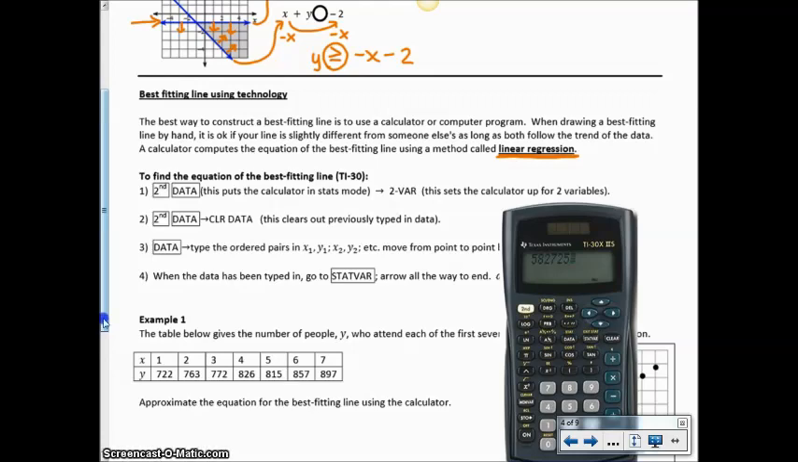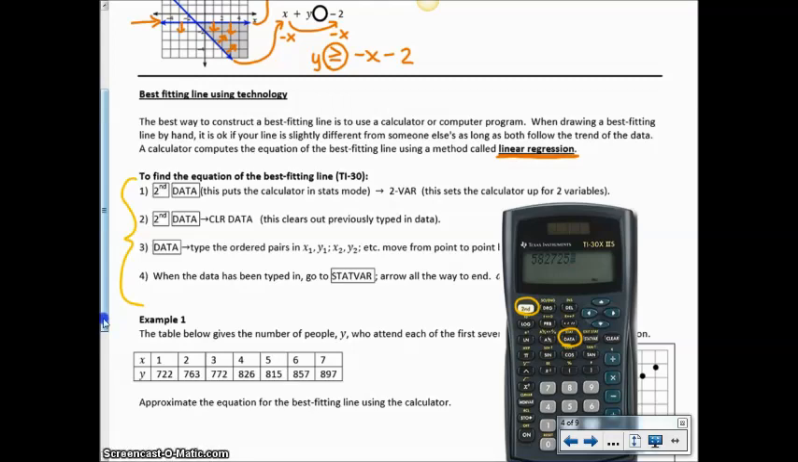So second is up here in the corner. It's the one that's a different color button. And then data is going to be right there, right above, it's 3 above the 8. Okay, so data is right here, and your second button is right there. So you want to hit second data, and this is going to put the calculator into stats mode. And this right here actually tells you exactly what you need to do, step by step in there.